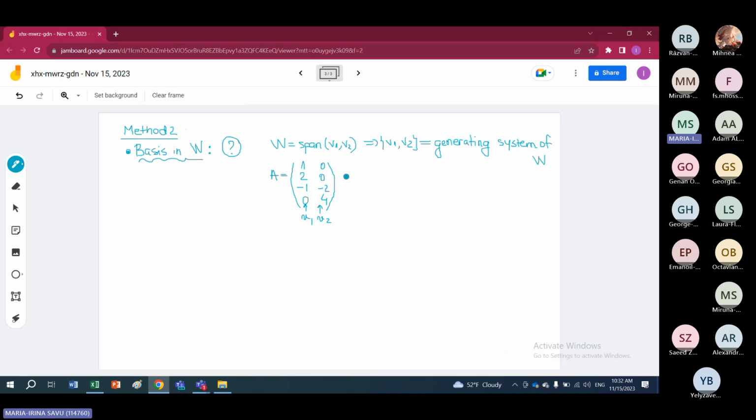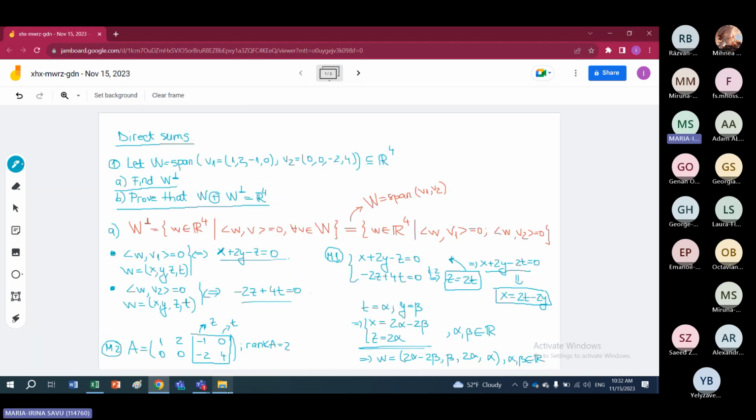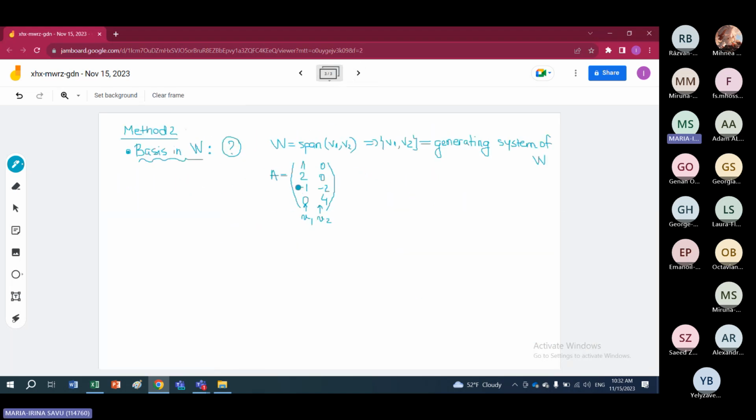Oh, and we have seen this matrix when we solved this system using method number 1. So this matrix has rank equal to 2. You always know this fact. Okay, the rank is, for example, given by this minor of order 2. So you have that the rank of A is 2. So it means that V1 and V2 is a really independent system.